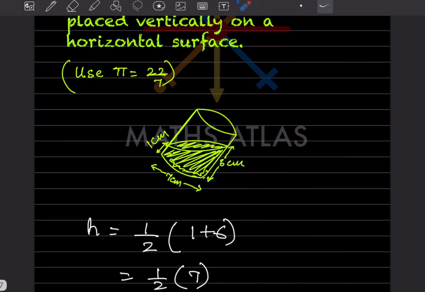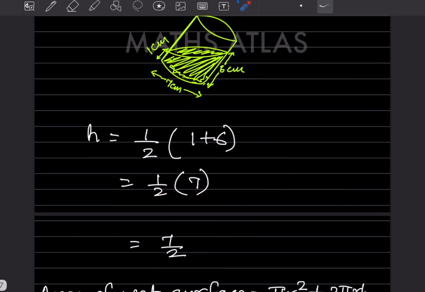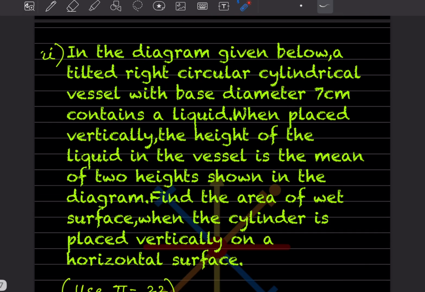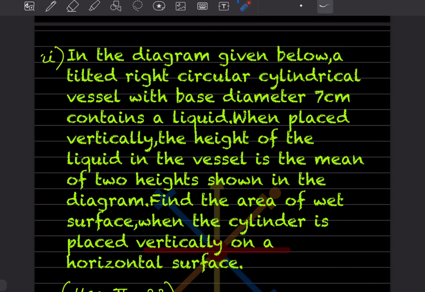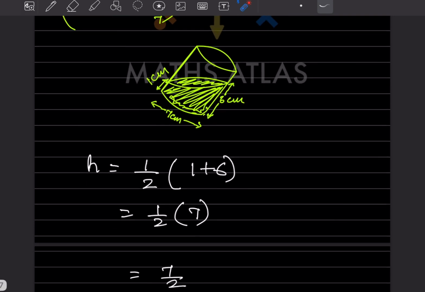Now the height is going to be half of 1 plus 6. This is also a height here, because it is tilted, and this one is 6, given. So we have to take half of 1 plus 6, that is half of 7, which is going to be 7 by 2. Because they said the height is the mean of two heights. This is one height and this is the other one. Mean means you have to divide by 2.